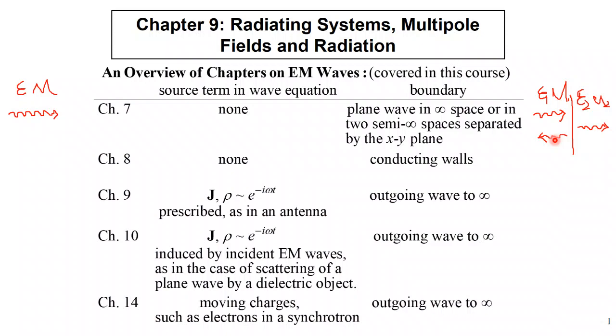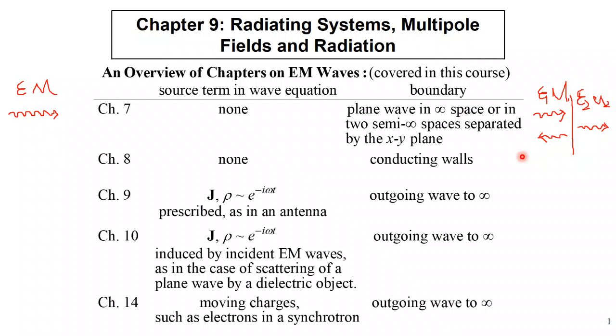And we also considered many possibilities such as normal incidence and oblique incidence. And at that time, oblique incidence was separated into the electric field perpendicular to the plane of incidence, and the electric field parallel to the plane of incidence.